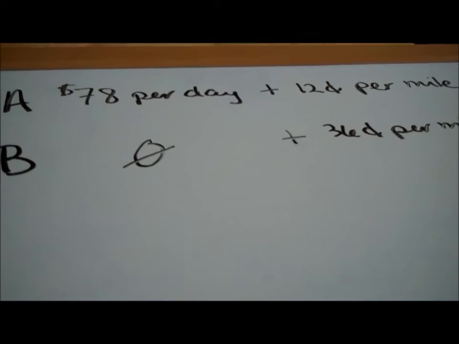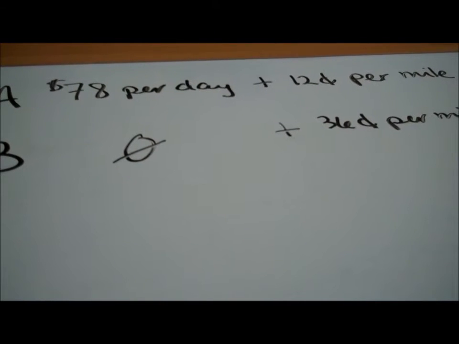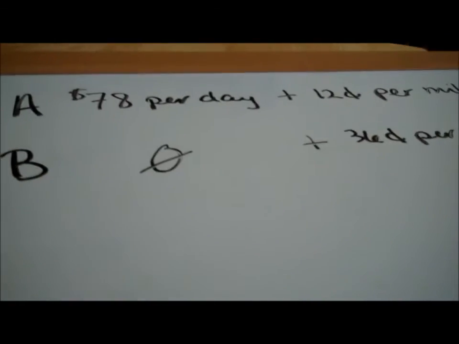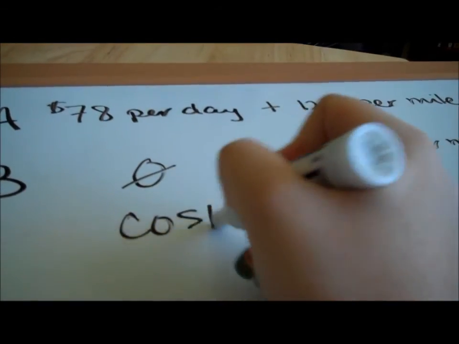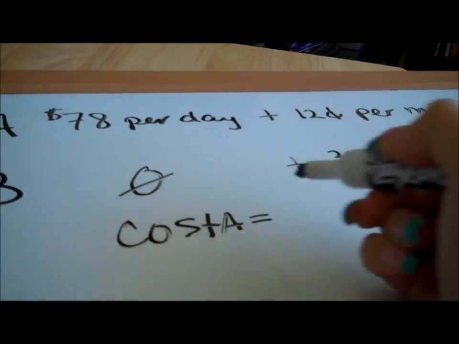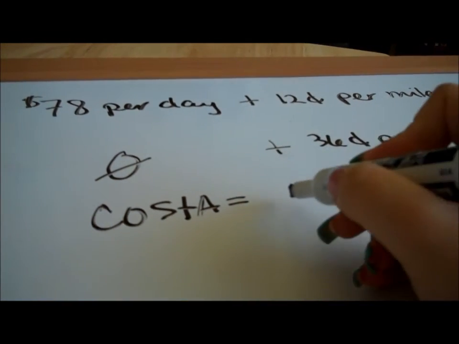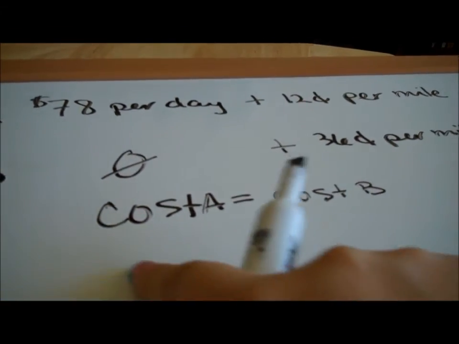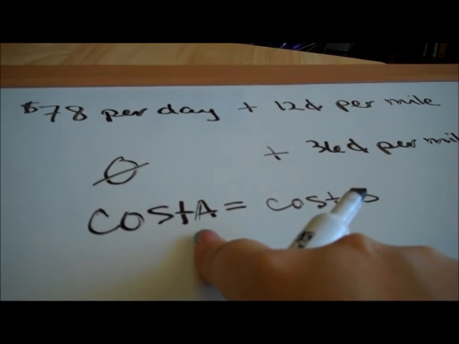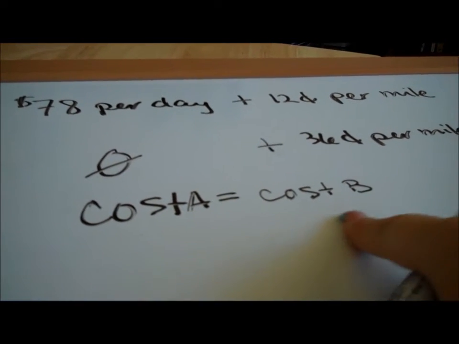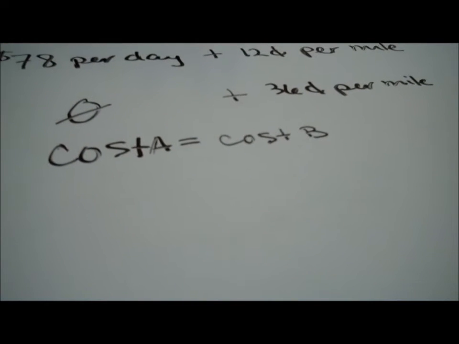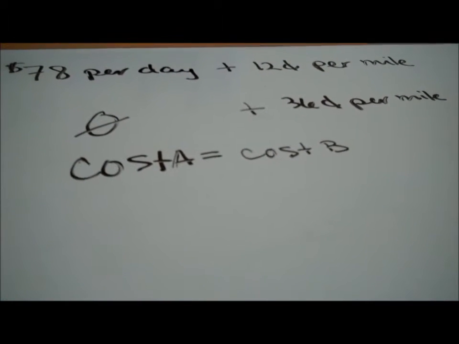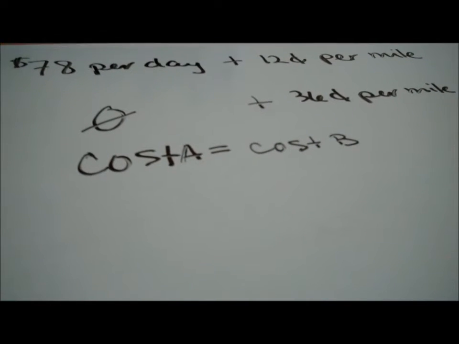It says, determine the number of miles that must be driven in one day for both plans to cost the same. So, if the cost is the same, that means the cost of company A has to equal the cost of company B. So, once I find the expression for cost of A and the expression for B, I can set those two equal to each other, and then we need to find out how many miles that's going to be that the two companies are going to be the same.